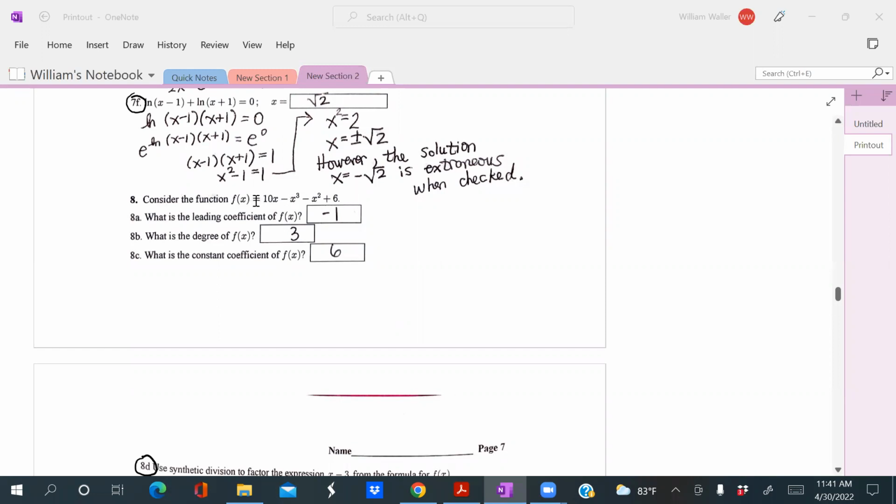Here we're given what is definitely a polynomial function, right? Notice the terms are all just whole number powers of x. Whole numbers are integers that begin with 0. So that would be 0, 1, 2, 3, etc.